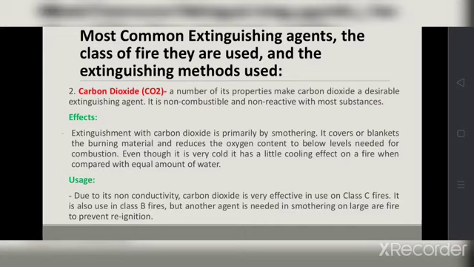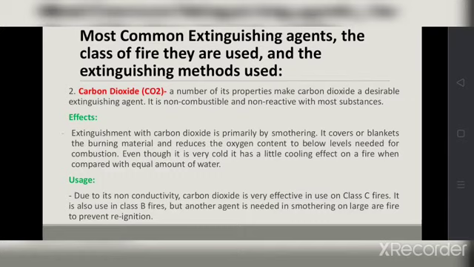So, what are the effects of carbon dioxide? Extinguishment with carbon dioxide is primarily by smothering. It covers or blankets the burning material and reduces the oxygen content to below levels needed for combustion. Even though it is very cold, it has little cooling effect on a fire when compared with an equal amount of water. So it is mostly used in smothering the fire because it covers or blankets the burning material.